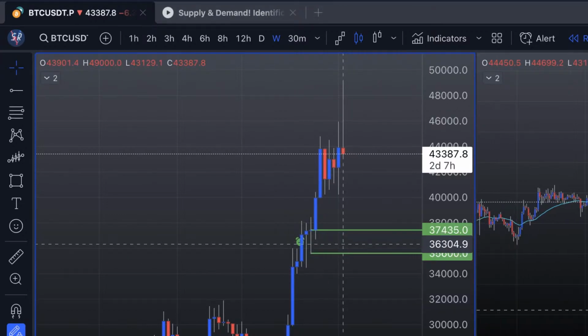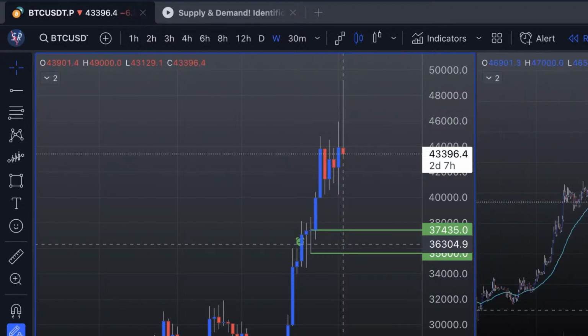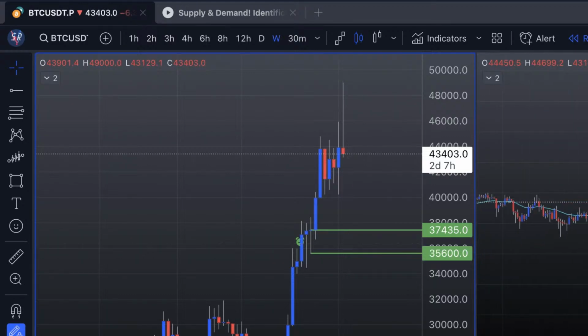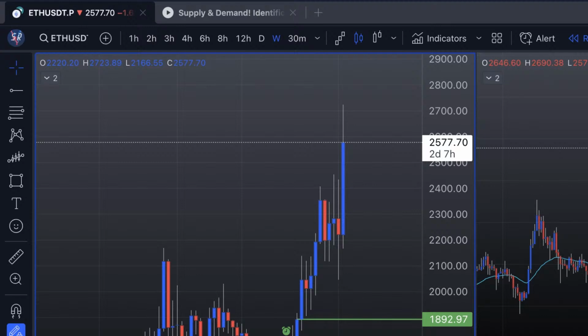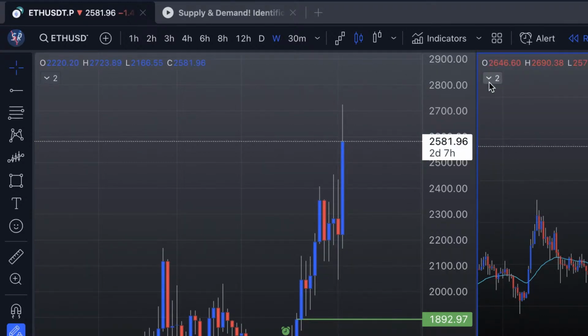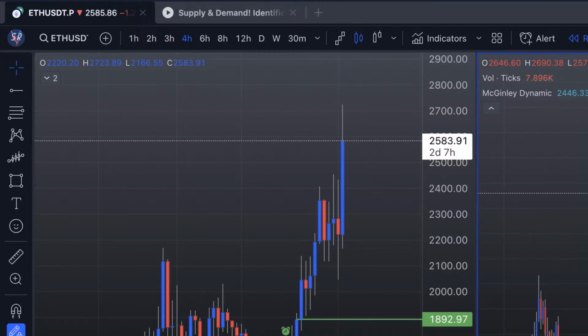Anyway, Bitcoin, just be careful out there. Don't get overly optimistic, okay? Because it can turn around for sure. Get rid of this indicator here. Get rid of the money flow here.